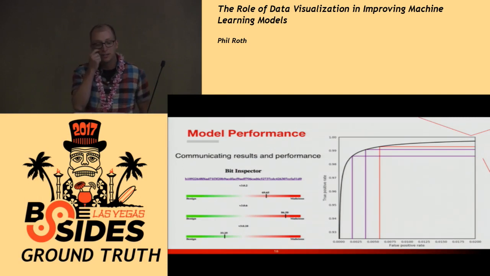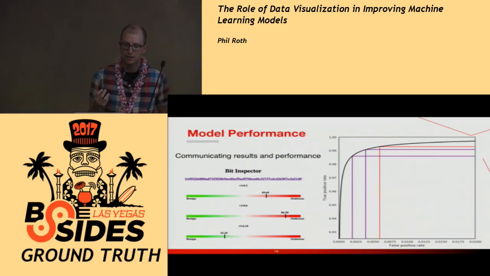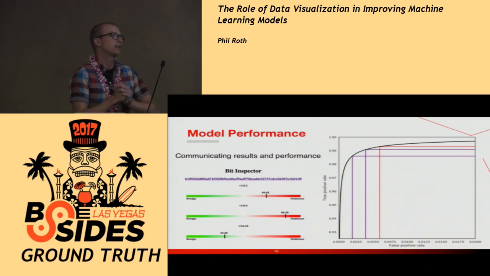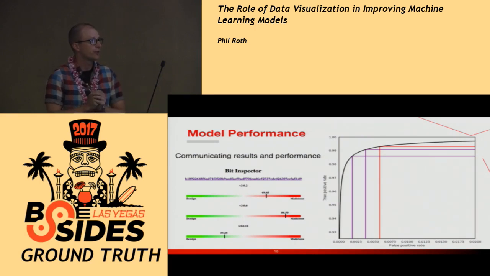So not only getting a sense for what the features look like for all the data in your training, you can also use data visualization to get a very quick sense of how your model is performing. And like I said, the way we do that is using a ROC curve where we can compare models to each other, but then also showing the scores for different samples throughout time.